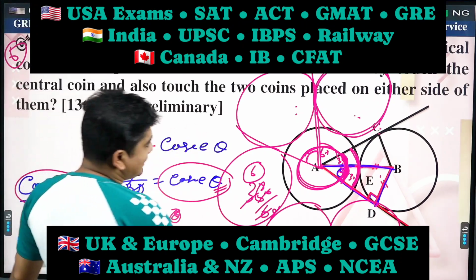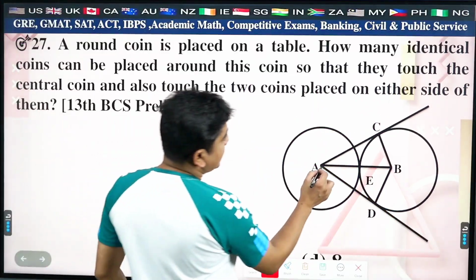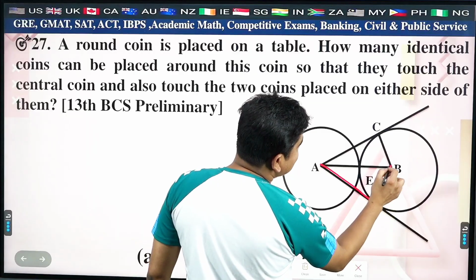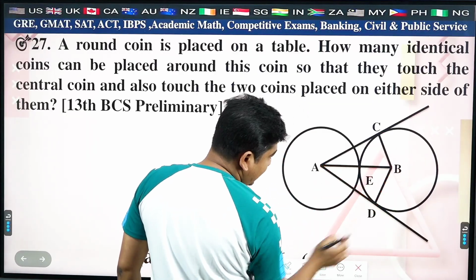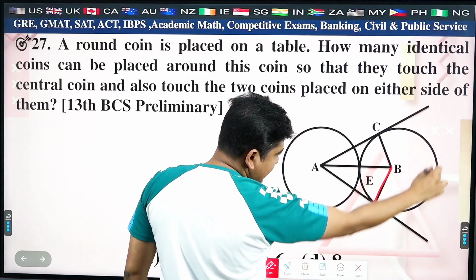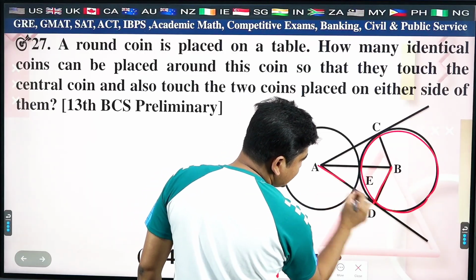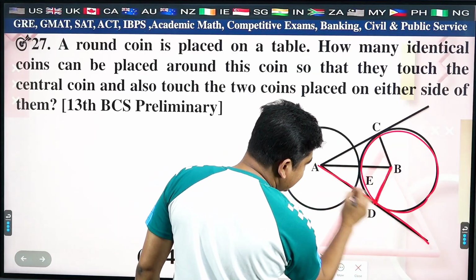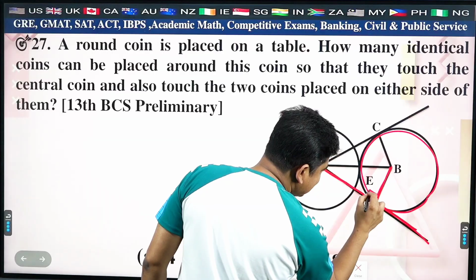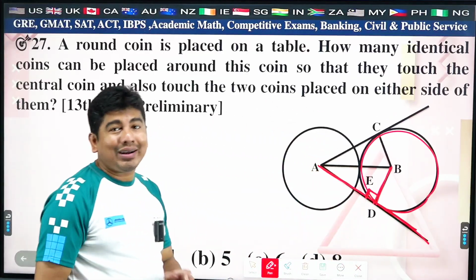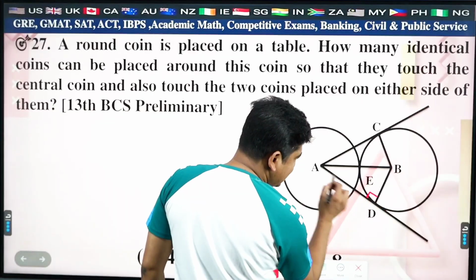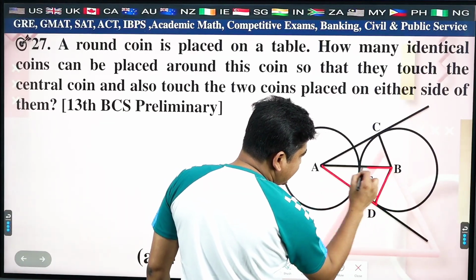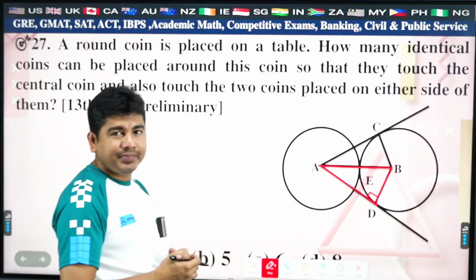We can solve this math in another way. Suppose this is a triangle and this is the radius of this circle B, and this one is the tangent. So radius and tangent meet each other at a 90 degree or right angle. So I can say this one is 90 degree. So ABD triangle is a right angle triangle.